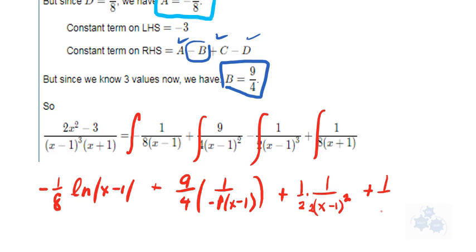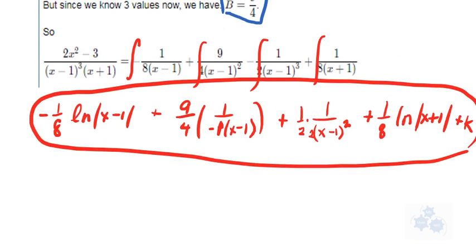Plus 1. 1 over 8 times the natural log of the absolute value of x plus 1. Okay, very good. Plus K. Oh, plus K, thank you. Or have we used the C? Yeah, we used the C, so we have to use a K here. Okay, so that is the final answer for this question.